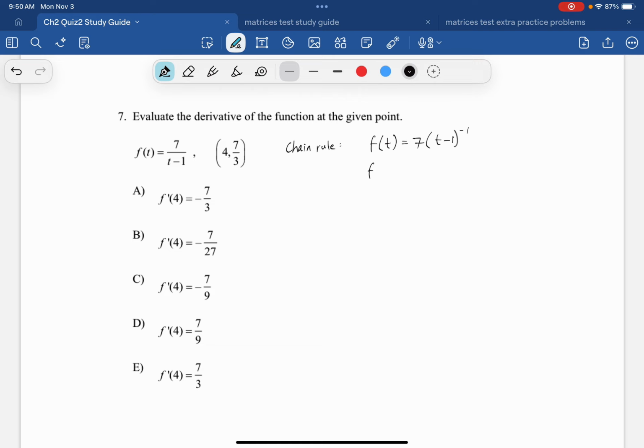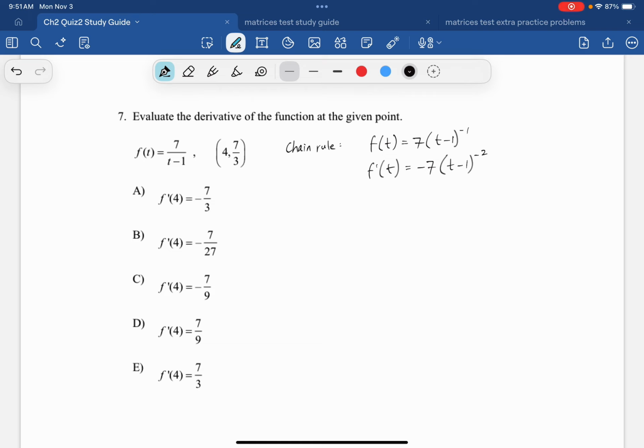And so f prime of t is just going to be negative 7 by power rule times t minus 1 to the power of negative 2. And then the derivative of the inside, which is t minus 1, that's just going to be 1, because the 1 is a derivative of 0 and t has a derivative of 1. And so I can just multiply by 1 on the outside, and so that doesn't change anything. And so that means that this is my derivative.